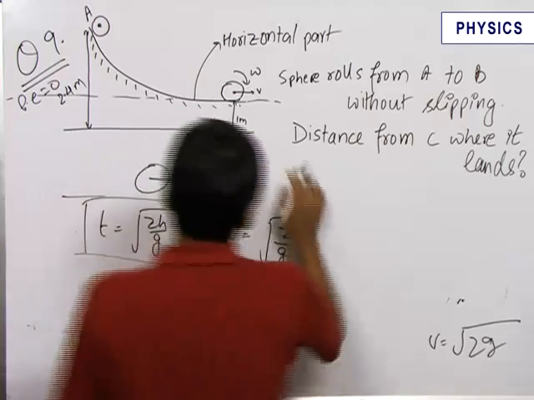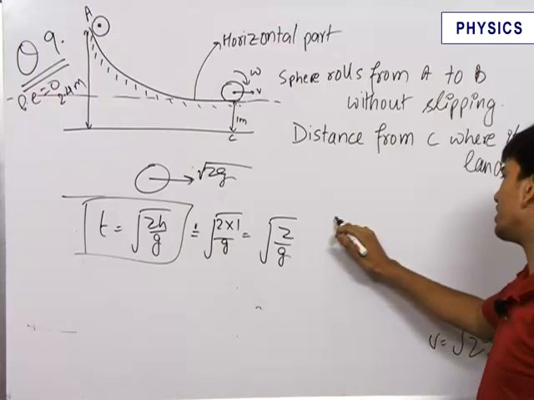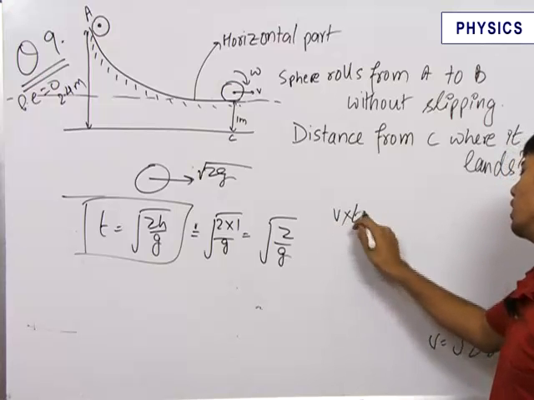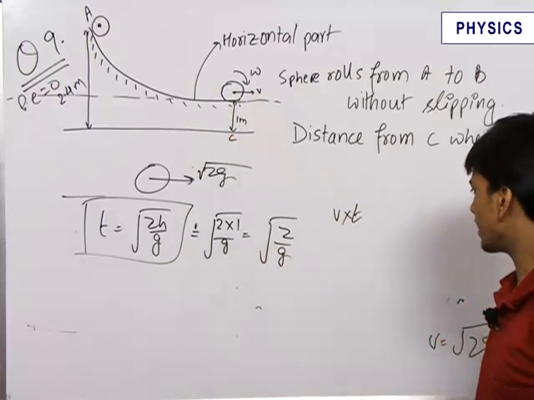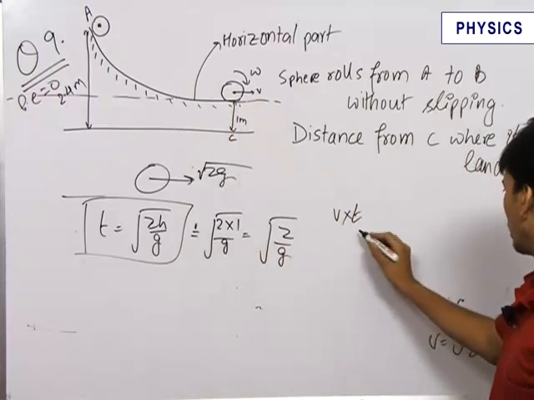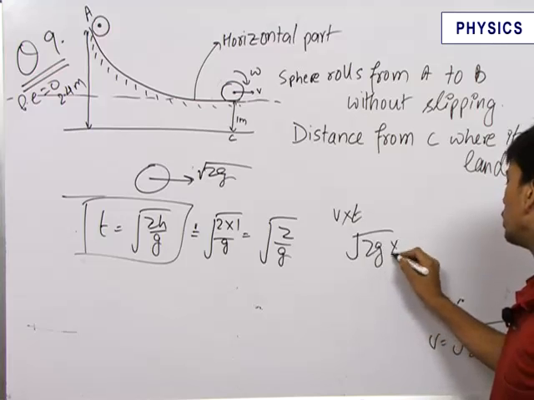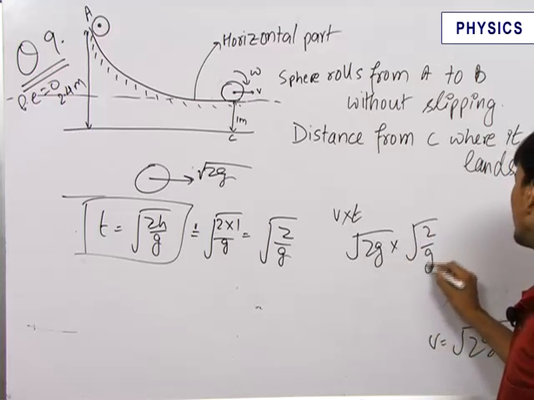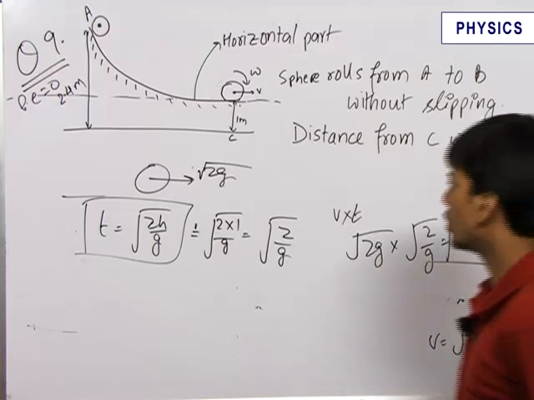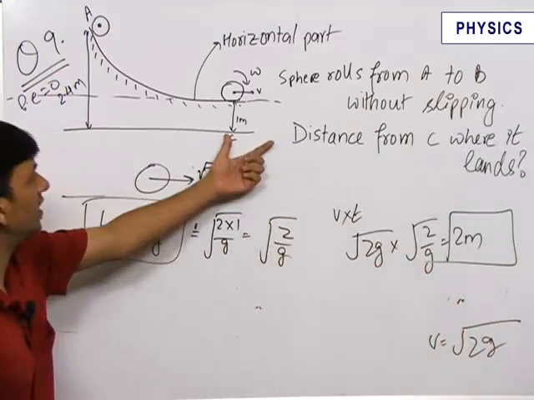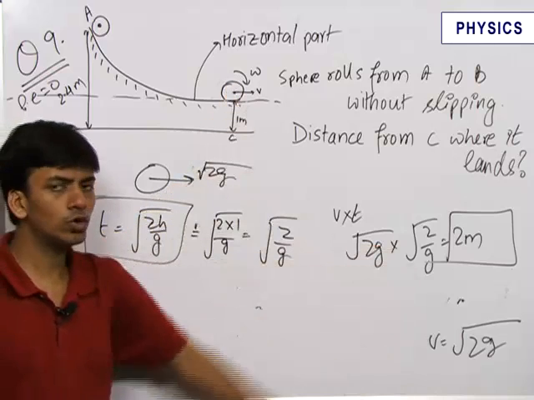Now for the horizontal direction motion, the distance it will travel is equal to v into t, because the velocity in the horizontal direction of the object will not change. So this is equal to root over 2g into root over 2 by g, that is equal to 2 meters. So the final answer for the distance from C where this object lands is equal to 2 meters.